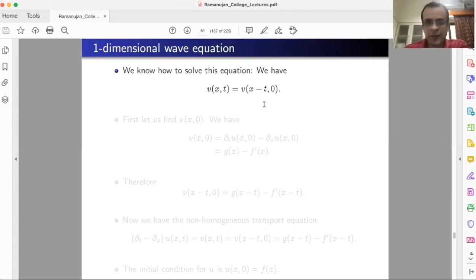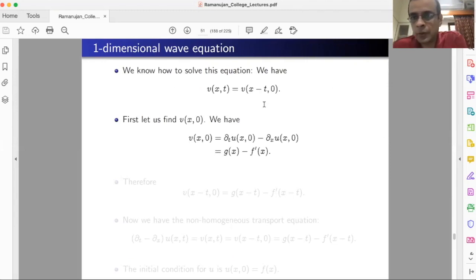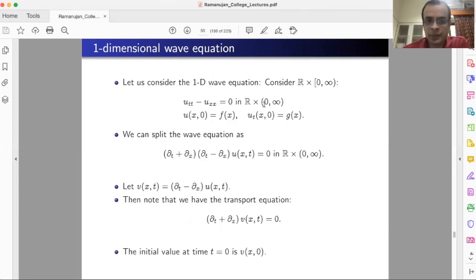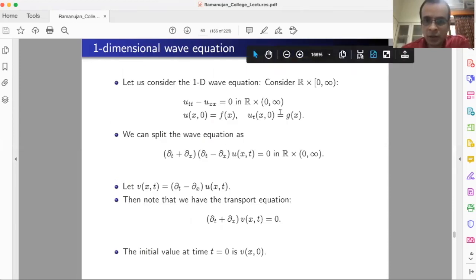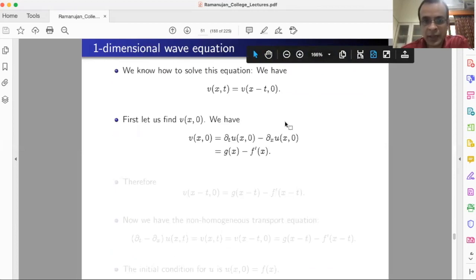Now let us actually find this v of x comma 0. Okay, so what is v of x comma 0? Well, v of x comma t was d_t u minus d_x u. And when I specify t is equal to 0, I get v of x comma 0 is d_t u of x comma 0 minus d_x u of x comma 0. But you see, I have already specified the initial velocity here. u_t of x comma 0 is equal to g of x. Okay, so that I can substitute.